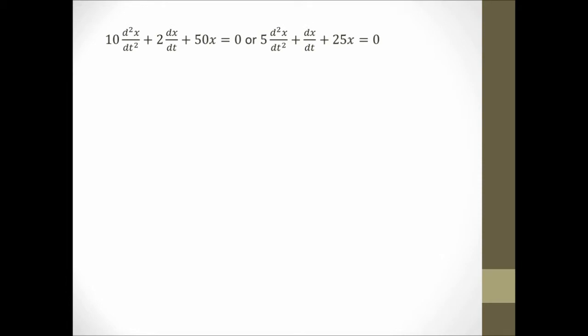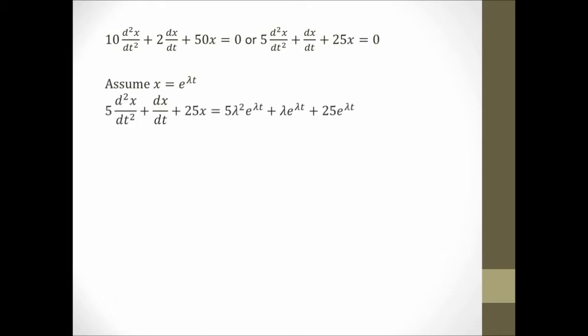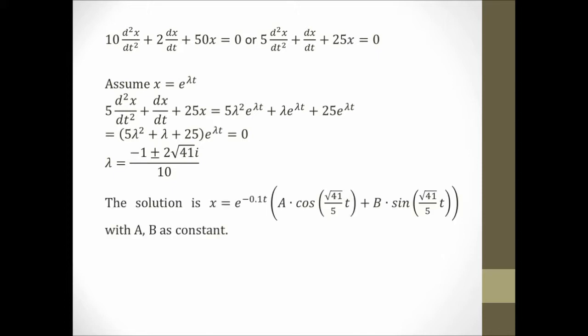To solve this equation, I need to assume this. After a short computation, I get the solution, lambda. So, applying this lambda value, I have the solution for s. s is e to the negative 0.1 t times a cosine of square root of 41 over 5 t plus b times sine of square root of 41 over 5 t, with a and b as constants.